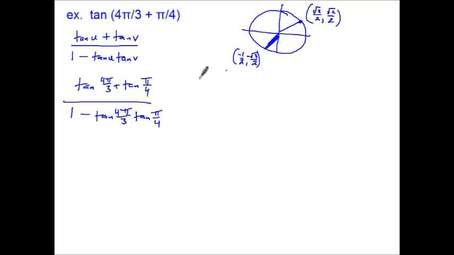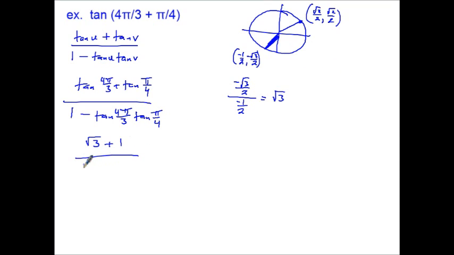Well now, tangent of 4 pi over 3, I need the y over the x, so I get negative root 3 over 2 over negative 1/2, so that, in this case at least, very nicely works out to be a root 3. Alright, so basically I've got root 3 plus tangent pi over 4, well that's just root 2 over 2 over root 2 over 2, so that's 1.